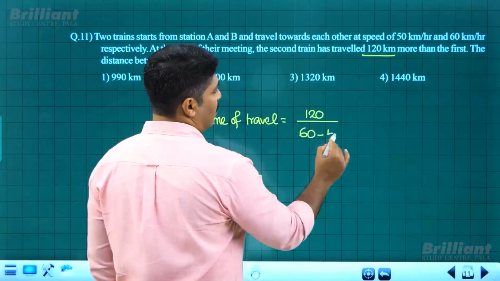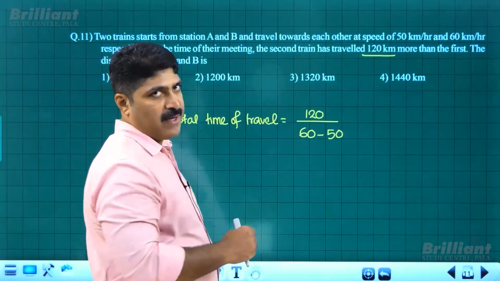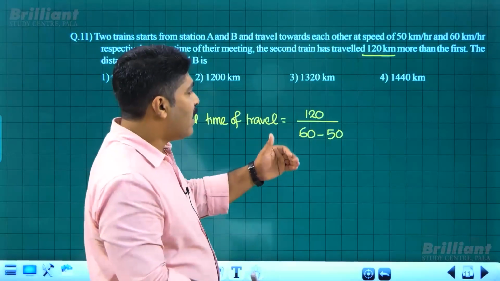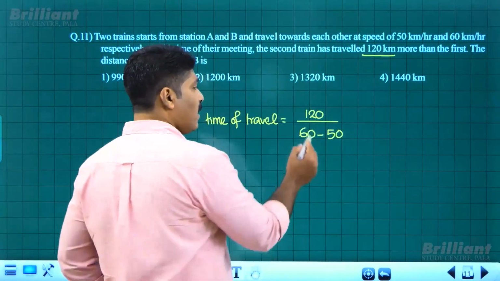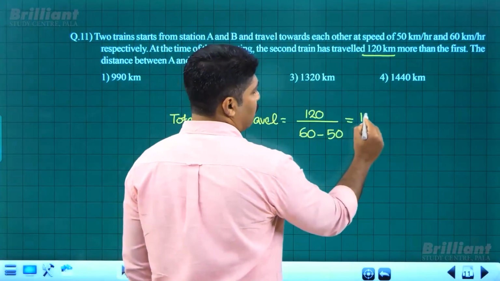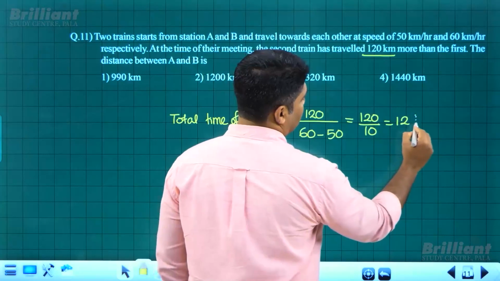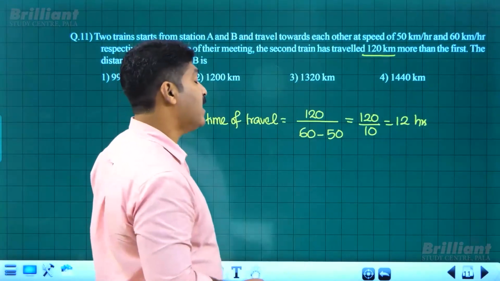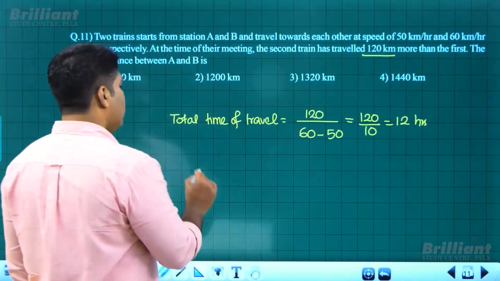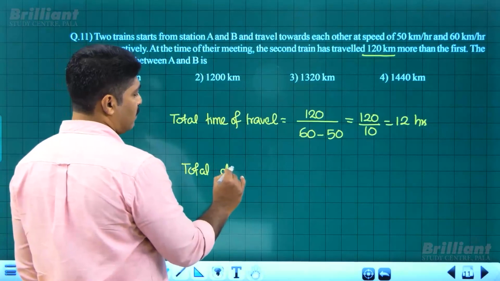Slower train travels at 50 km/h. That means in each 1 hour, this faster train will cover 10 km more than the slower train. Therefore, 120 by 10, that is a total of 12 hours, which is the time taken for this trip. Then we can find out the total distance.